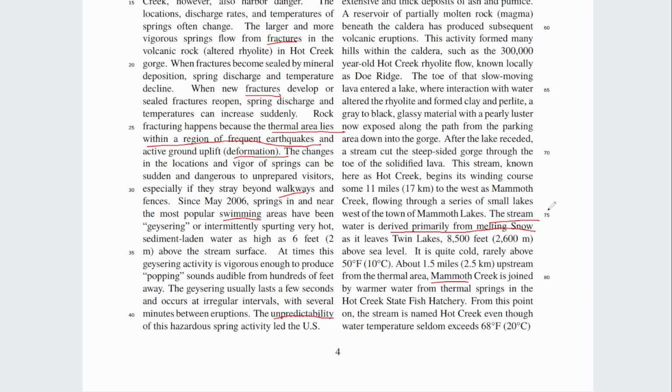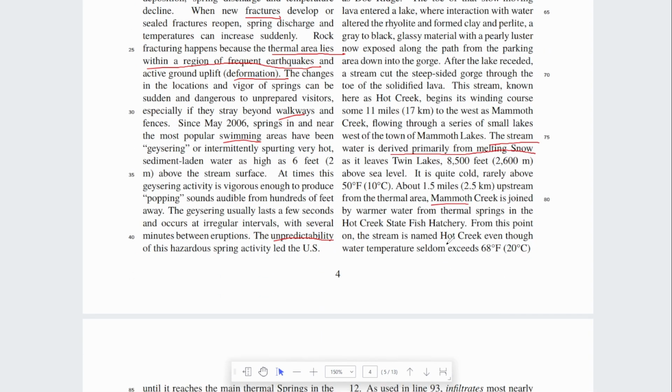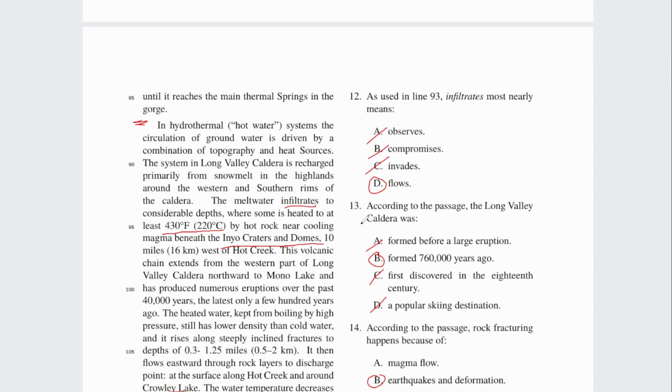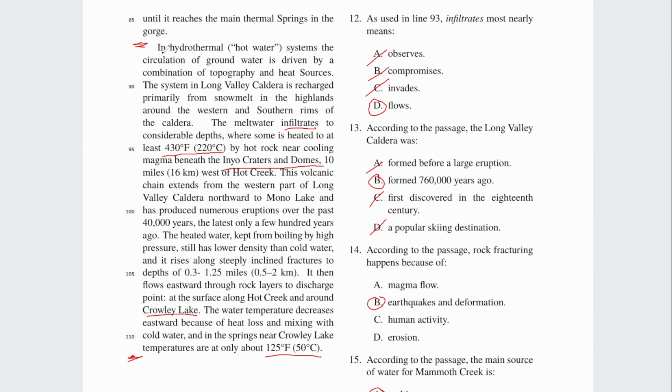Okay. It's quite cold. Then Mammoth Creek is joined by thermal springs in the fish hatchery, where it's named Hot Creek. Okay. And then we get the rest of our hydrothermal systems.